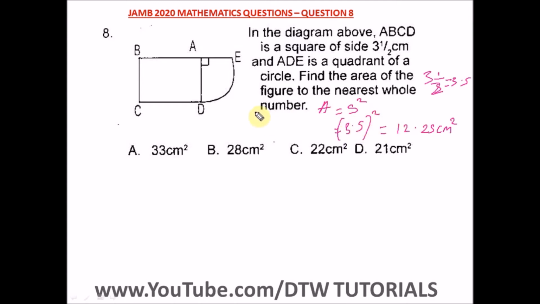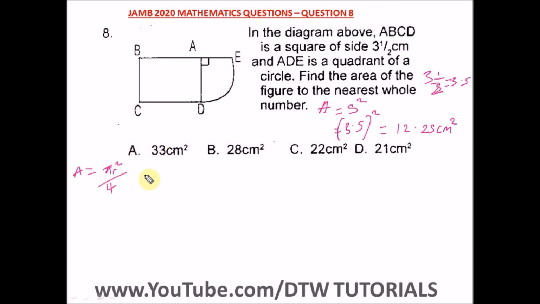Let us go and find the area of this quadrant. So the area of a quadrant is just the area of a circle divided by the number of quadrants we have. Since we are given one quadrant, that will be pi r squared over 4, because we have 4 quadrants in a circle.